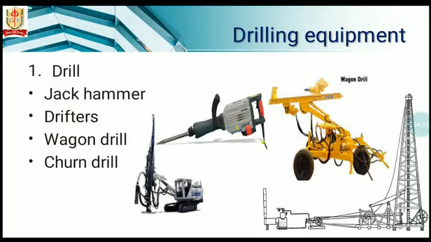Churn drills. A churn drill may be used to drill holes varying from 50 to 30 centimeter in diameter in a rock having any degree of hardness. It consists of a steel bit attached to a heavy steel drill stem which is lifted by a wire rope and dropped repeatedly in the hole being drilled. The bits of these drills are very heavy, of the order of 2 to 70 kg.